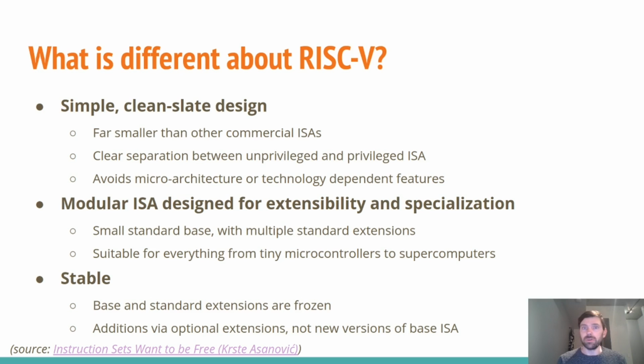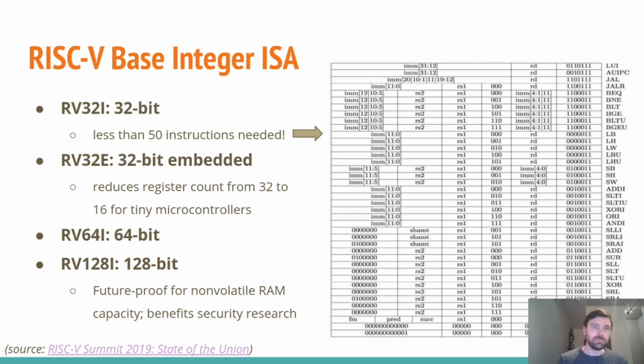For example, there's a vector processing extension that's being developed right now and a hypervisor extension that's being developed. But these don't require new versions of the base ISA, they're just optional extensions on top of that. So there's 4 base integer ISAs. There's RV32I, which is 32-bit, and it's less than 50 instructions, so relatively easy for people to implement in a design.